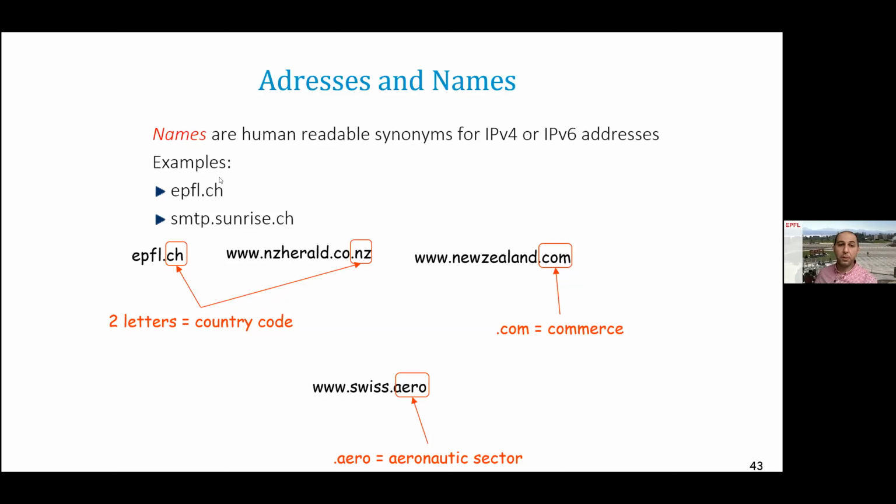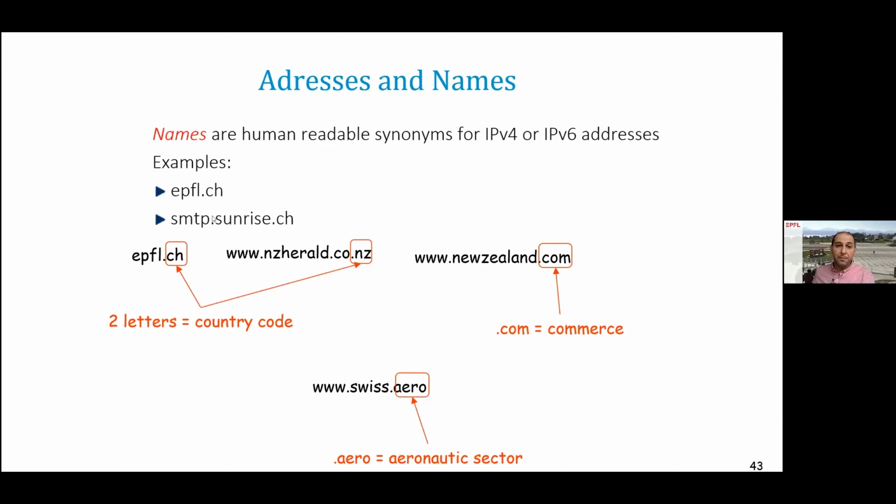For example, when you put epfl.ch in the browser, this name will be translated by the application behind to an IP address. But you don't need to know this IP address. All you need to remember is epfl.ch, and this will be automatically translated to an IP address. The same thing for smtp.sunrise.ch. This is also a name that you can remember, but this one will be translated to an IP address behind. And now the names, they are also structured.